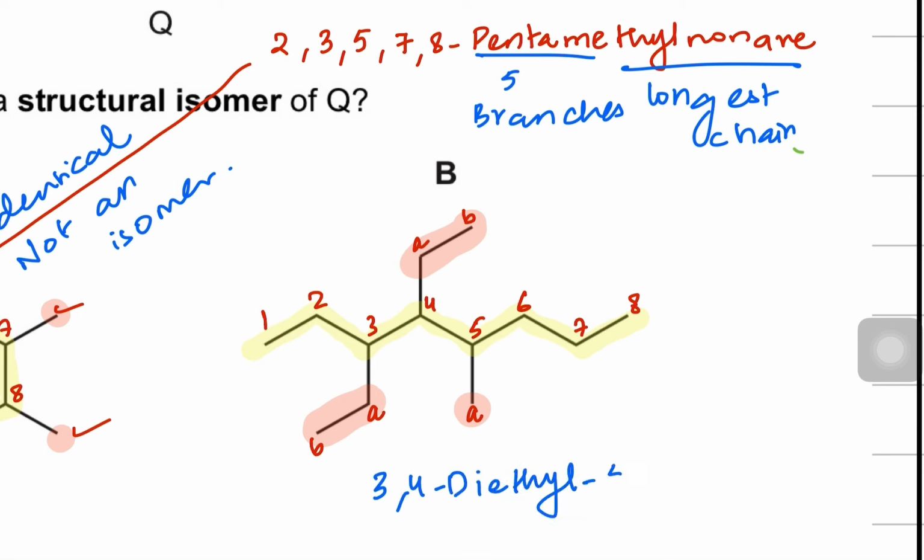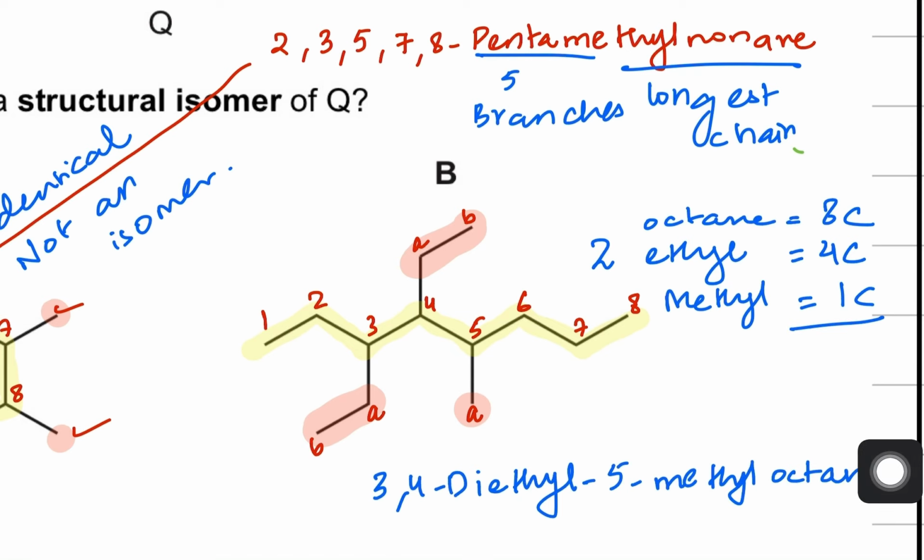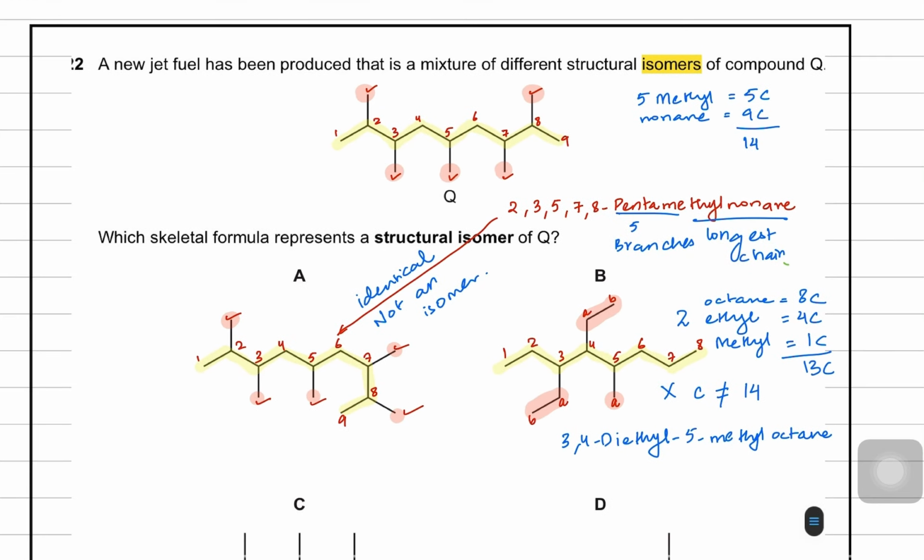3,4-diethyl, then it's a 5-methyl octane. So 8 carbons because of the octane. 2 ethyls is equal to 4 carbons because each ethyl is double carbon. And there's a methyl, so 1 carbon. It's a total of 13 carbons. Can't be isomers because carbon is not equal to 14. So B is not a good answer for us.